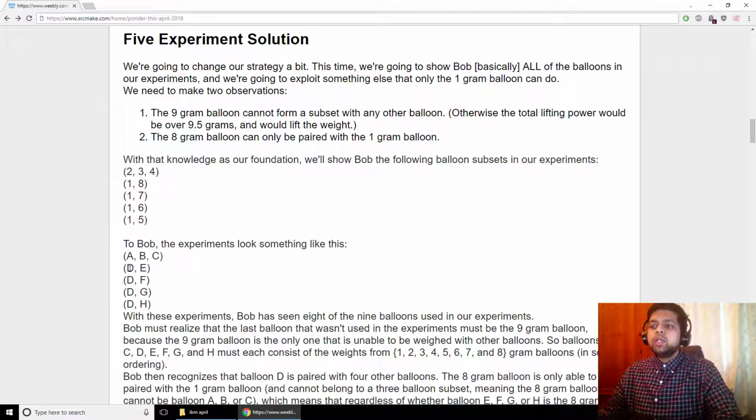So balloon D must be the 1 gram balloon, because balloon D shows up a bunch of times, and of course the 1 gram balloon can only be paired with 8. So regardless of E, F, G, or H, any one of those could be the 8 gram balloon, but it doesn't really matter. The partner balloon, which is D, which shows up multiple times, which obviously the 1 gram balloon can do, is the 1 gram balloon. So balloon D is the 1 gram balloon. So Bob knows what the 1 gram balloon is, and we did that in 5 experiments.